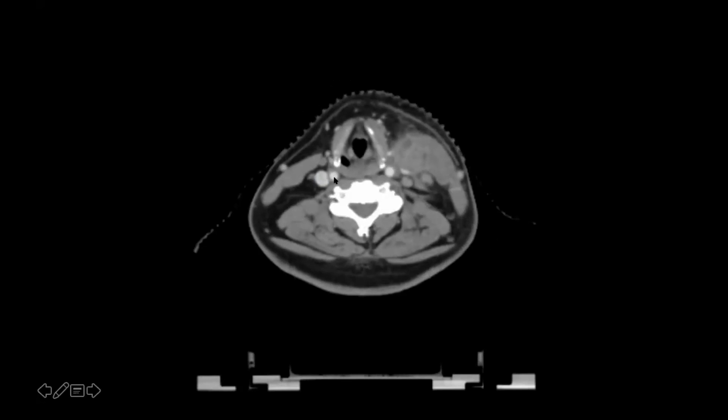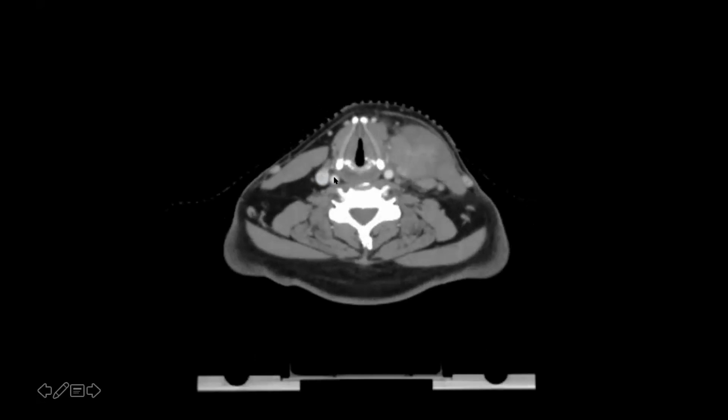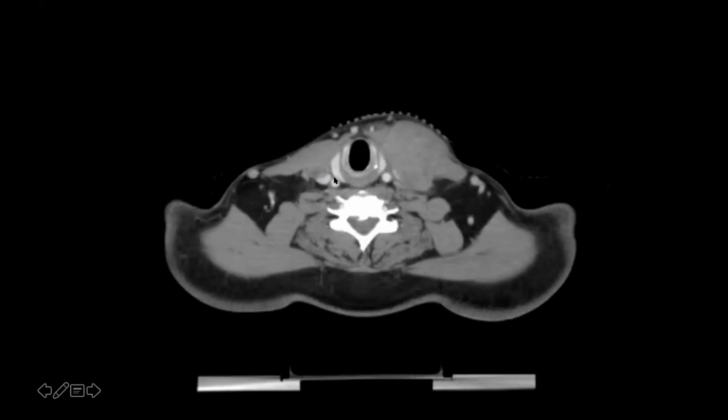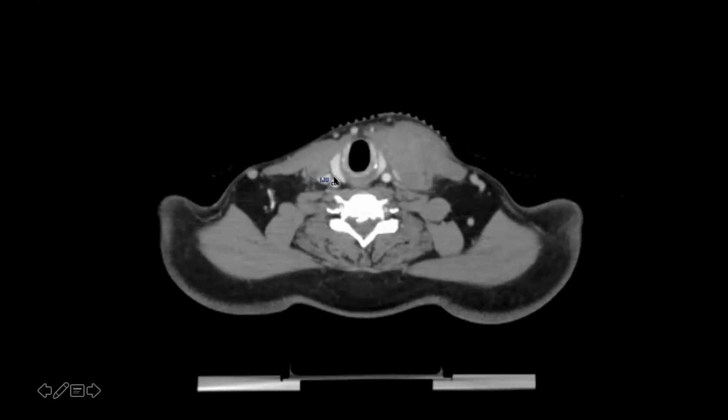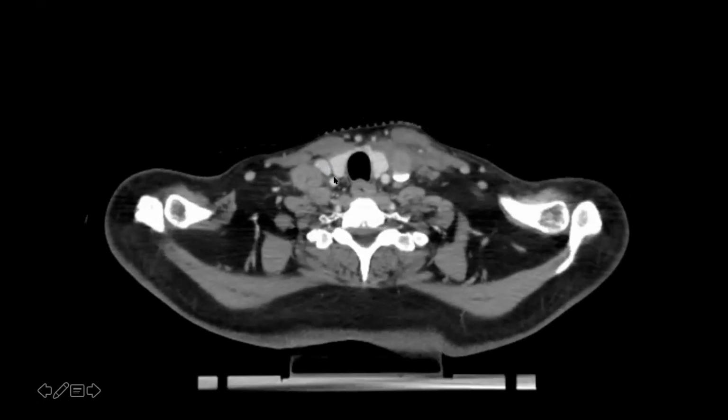So now this is below the bifurcation. So now you see the common carotid artery. So it's very easy to identify these two vessels, and it's very important to identify these two vessels, as we will see in our contours eventually, that these two are very important for target volume delineation.